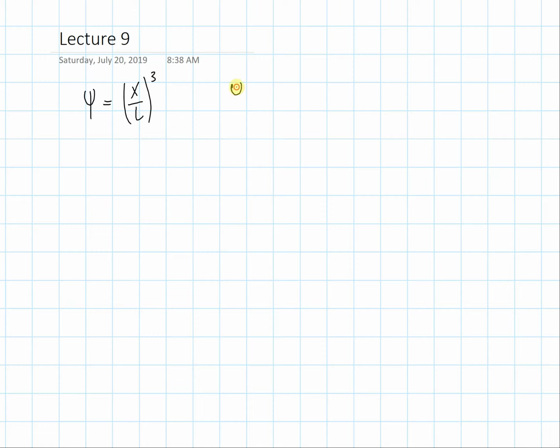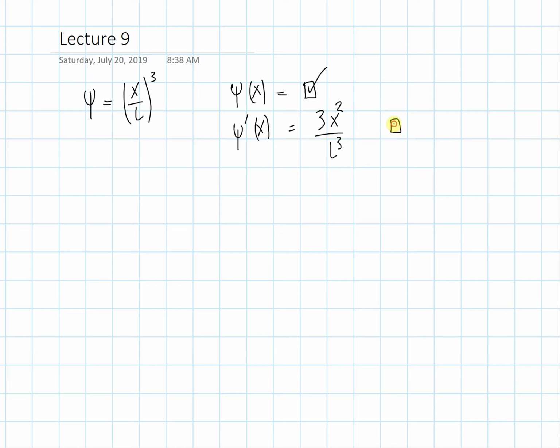Then I have psi x. It's satisfying the deformations. So deformation is varying with the position x. If I'm thinking about psi prime x, then I'm thinking about 3x squared over L cubed.